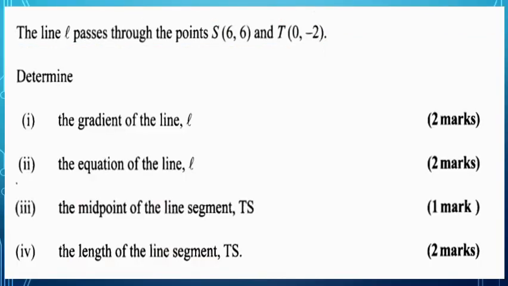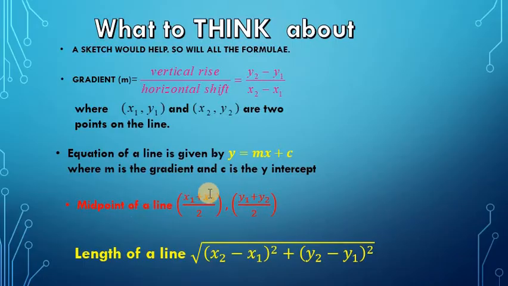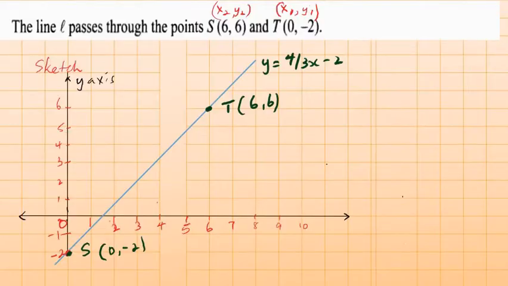Right, other part of the question now. The midpoint of the line segment TS, and we could see that the midpoint formula is given by the sum of the x coordinates over 2. So we find the mean or the average of the x coordinates, comma, and the average of the y coordinates. So let us find the midpoint of this line now.